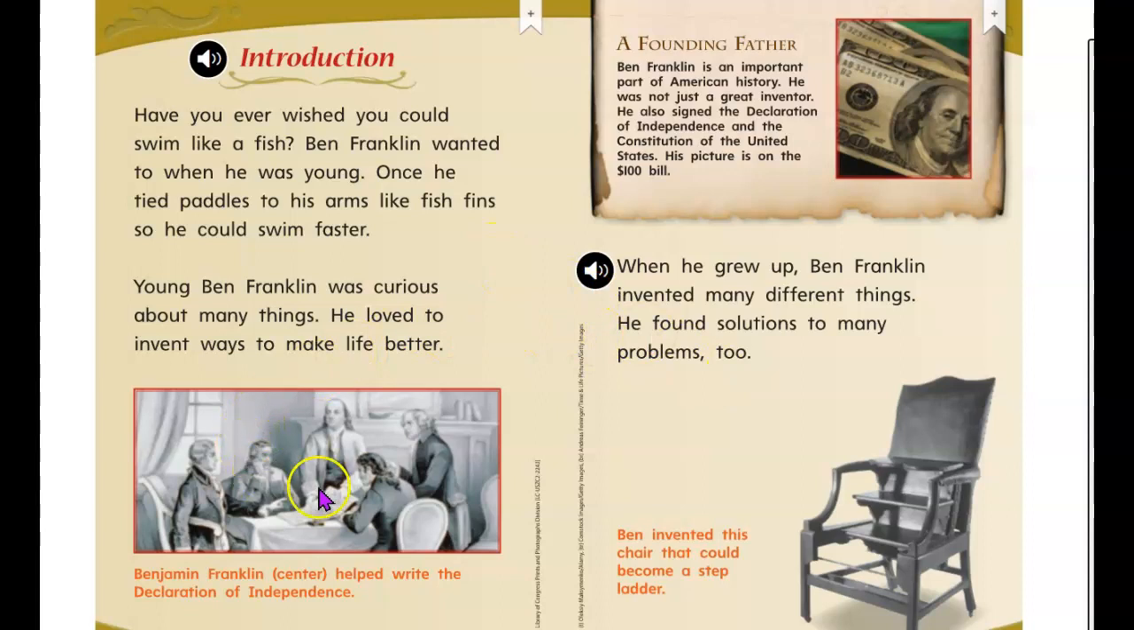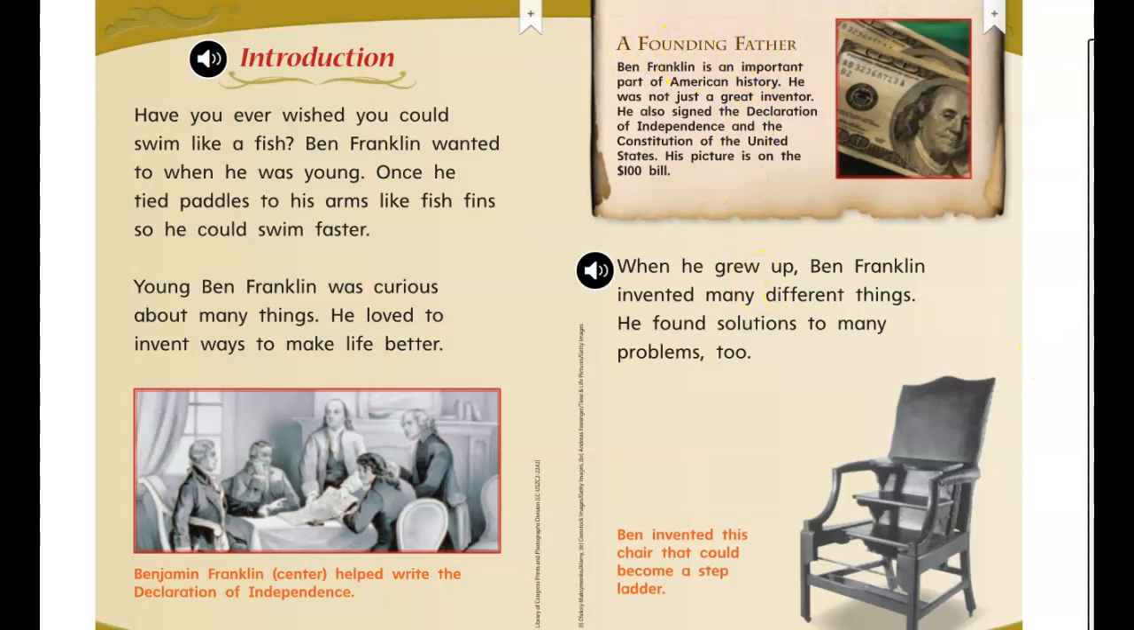Now, I read that. Down here we have pictures and a caption. The caption explains the picture. Benjamin Franklin helped write the Declaration of Independence, and what an important document that was. And then it also tells us a little bit more about Benjamin Franklin as an important part of American history. He was not just a great inventor, he also signed the Declaration of Independence and the Constitution of the United States. His picture is on the $100 bill. How many of you have a $100 bill laying around your house? I sure hope it's not just laying around, but how awesome is that? So I could also put in my bubble map that he was a founding father of our country.